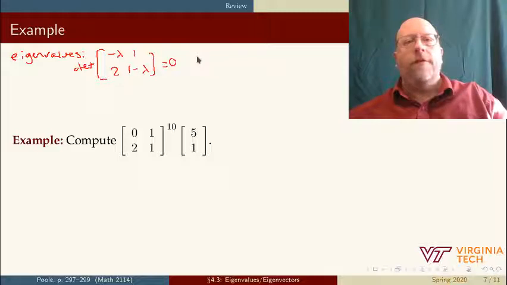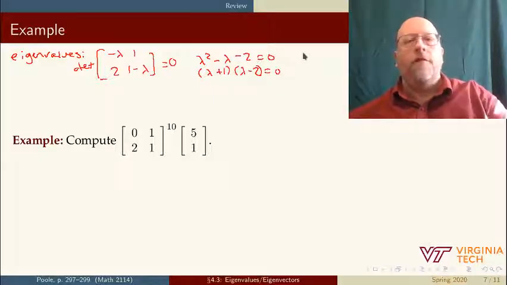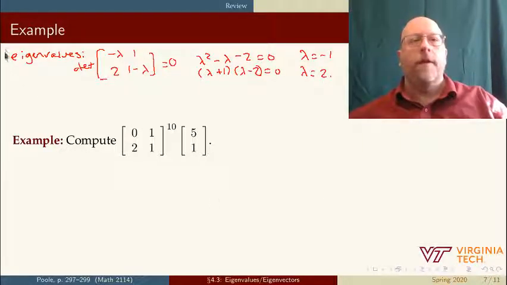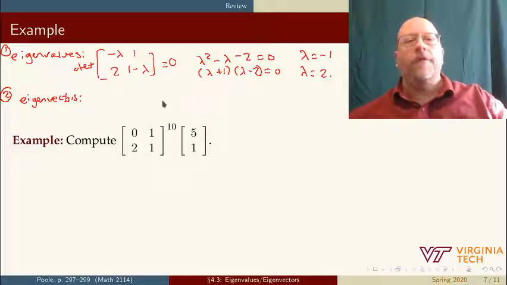When we multiply this out, this is lambda squared minus lambda minus 2 equals 0. And that factors into lambda plus 1, lambda minus 2. And so my eigenvalues are -1 and +2. That's what we're doing first. Then we find the eigenvectors. And this is a process we have to do twice.